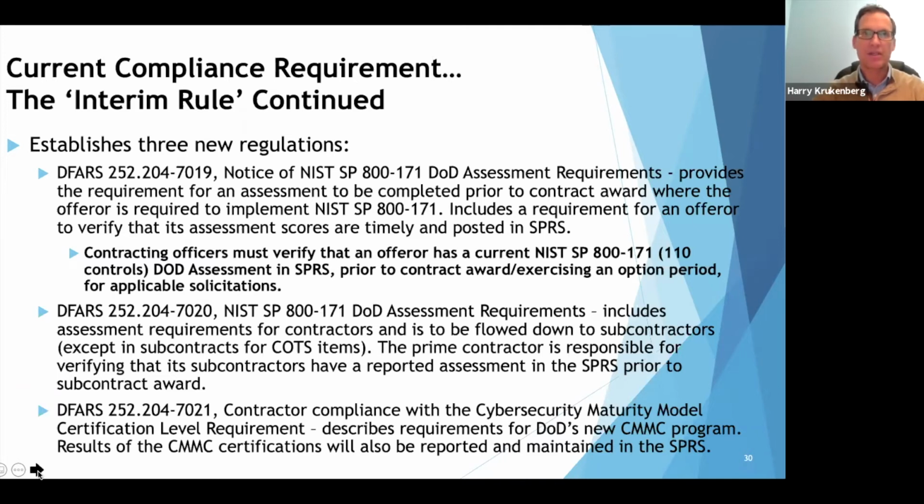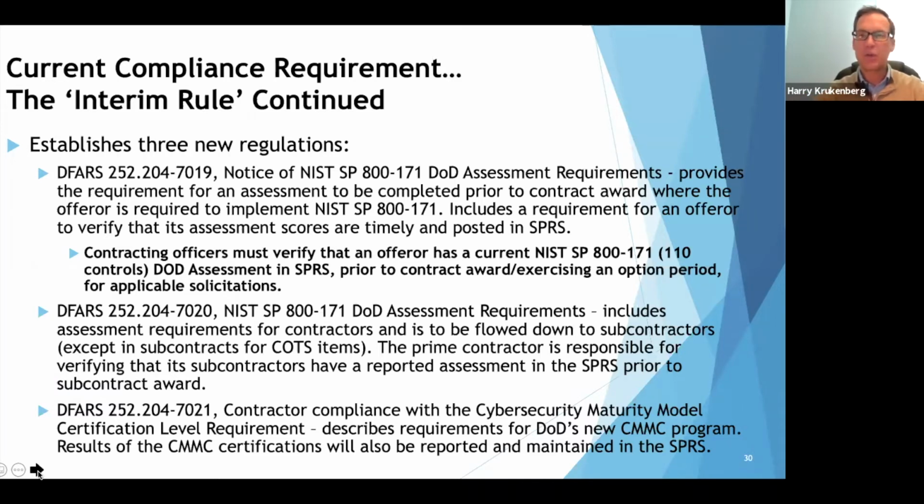7020 says you must make your systems available to a government-run assessment at their request, post-award. It also says that if you're a prime contractor, you must flow down these same requirements to all of your subcontractors.